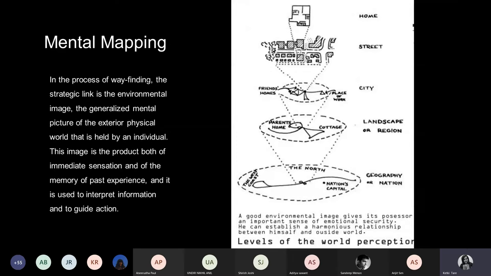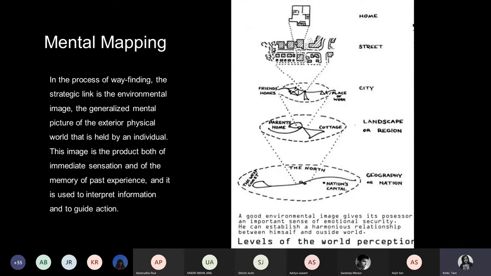Coming to how Lynch used this mental mapping as a method, I have already mentioned that he looked at three different cities: Boston, Jersey City, and Los Angeles. So there were two kinds of maps that were created. One mental map is done by a professional observer, right? So as a professional observer, you tend to map the city in a certain way. You tend to show certain elements which are important to you according to your professional expertise.